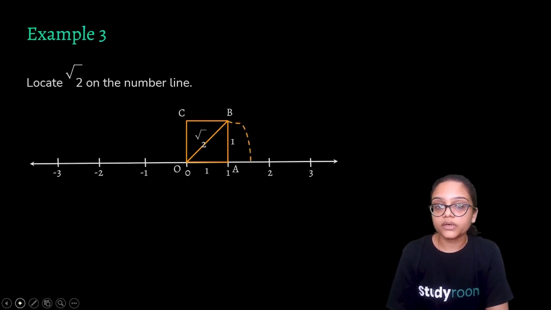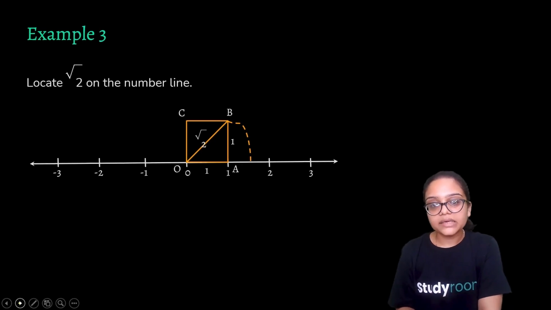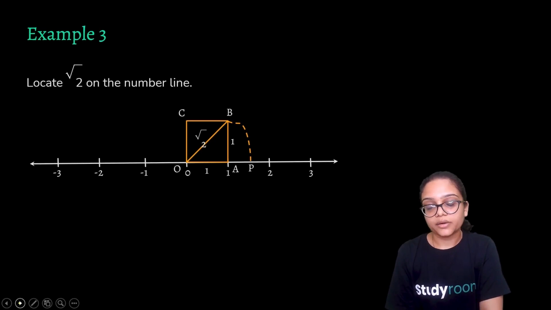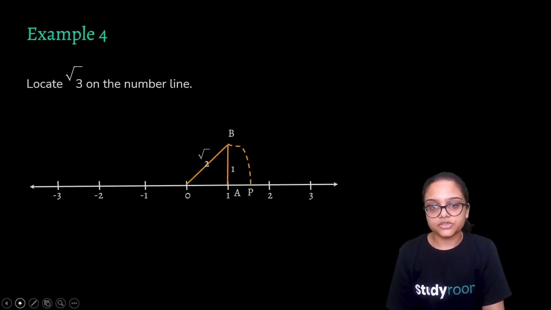Now, how to plot it on the graph? Just take your arc, keep it on OB and drag it till the number line. And you would get O to P. And O to P denotes root 2 value. Okay. So in this way, we show root 2 or any irrational number on the number line. Now, what about root 3?